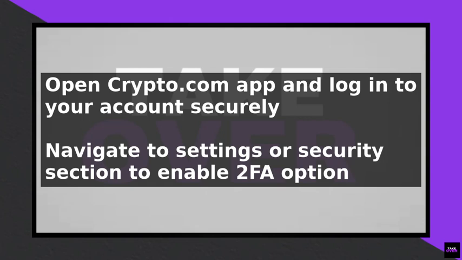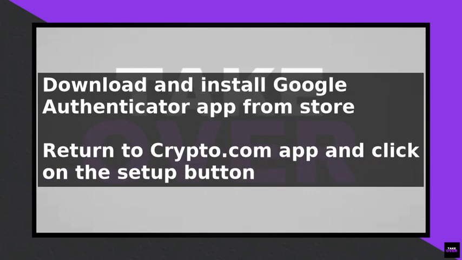Next, you will be prompted to download and install the Google Authenticator app from the App Store or Google Play Store if you haven't already. Once you have installed the app, return to the Crypto.com app and click on the Setup button. You will then be presented with a QR code that you need to scan using the Google Authenticator app.